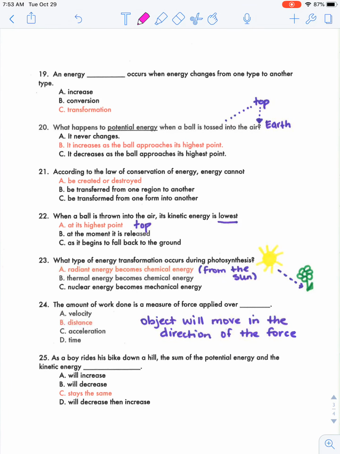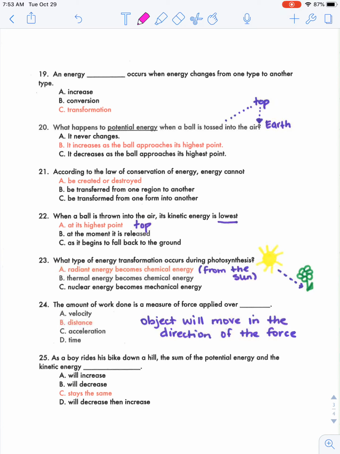An energy transformation occurs when energy changes from one form to another. What happens to the potential energy when a ball is tossed into the air? Think back to that basketball paper from a couple of days ago. Make sure that you are reviewing that. That's going to be important for you. So what happens to the potential energy when a ball is tossed in the air?